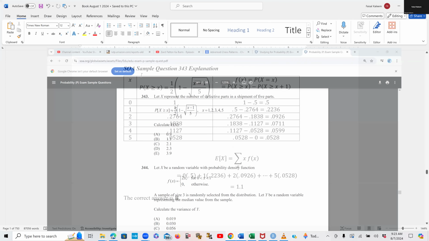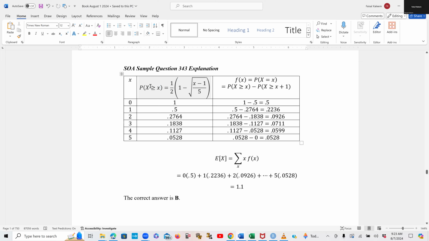However, in this case, we're not given the probability function, we are given this function, the probability X greater than or equal to x. So we can use this to extract the probabilities. In a discrete probability situation, the probability of X greater than or equal to x minus the probability X greater than or equal to x plus 1 will give us the probability X is equal to x, given that the increments are by 1, which is the case here. It's 1, 2, 3, 4, 5. So every time we increase the x values by 1.